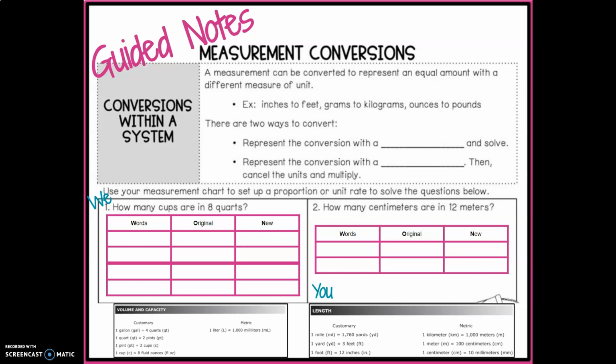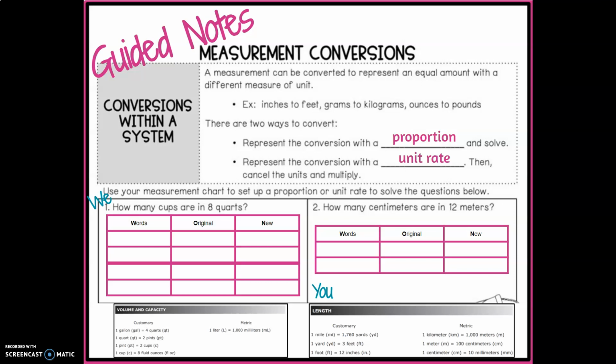There are two ways to convert. Represent the conversion with a proportion and solve, or represent the conversion with a unit rate, then cancel the units and multiply. Because we are working with proportions, we are going to go ahead and do it the proportion way.